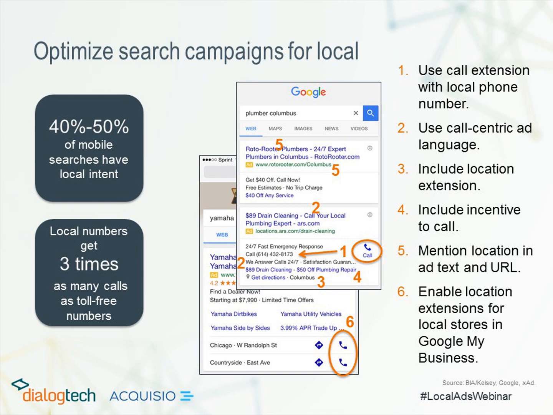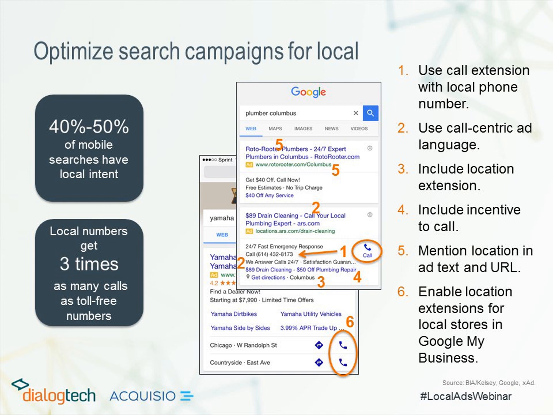Use call-centric ad language. We already talked about that in the last slide, but you can see some more examples here. We answer calls 24/7 is a great example. Include incentives to call. So get 40% off, free estimates, whatever it is that makes sense for your business. Consider including an incentive to call right in your ad language. Obviously mention the location you're targeting specifically in your ad text and your URL. The more localized your language is, the better the results, the better the clicks and the conversions are.